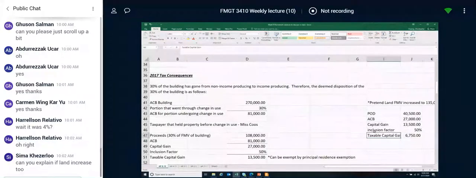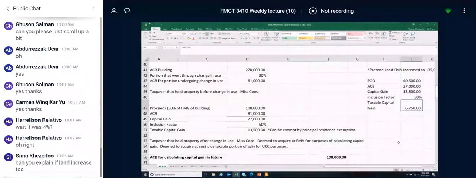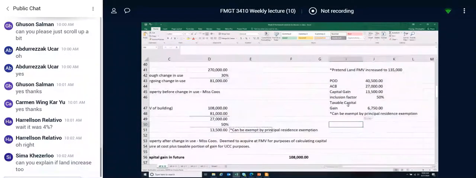Let me just unwrap this text. So at the end of the day, you'd have a taxable capital gain, but again, it's the same thing. You can exempt this gain as well with the principal residence exemption. Does that make sense, Seema? So you would just show a simple capital gain calculation for that 30% of land that changed in use.